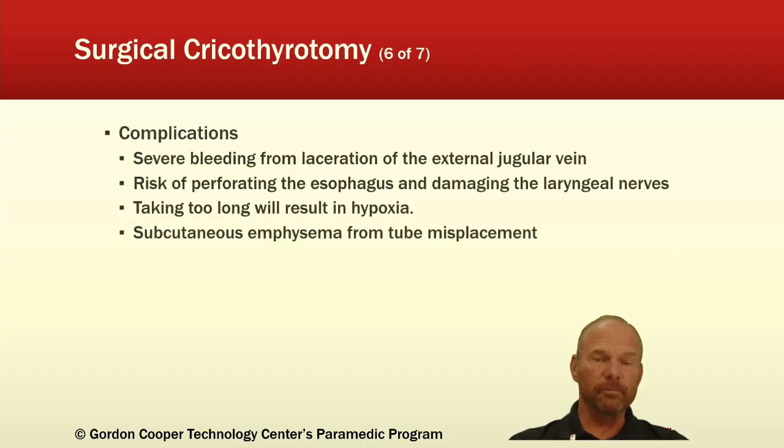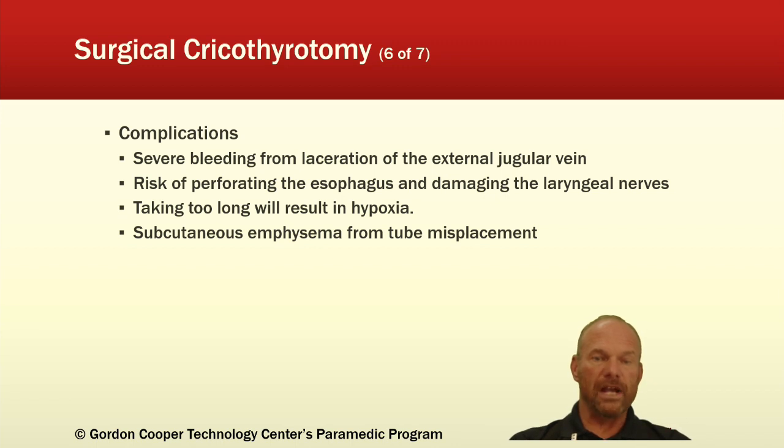Some complications: a little bit of bleeding is expected during the procedure, and can typically be controlled, like we mentioned, with light pressure after the tube's inserted. Now, more severe bleeding can occur if the external jugular vein is lacerated. So to reduce that risk, make sure that you're making the incision vertically through the cricothyroid membrane, not horizontally.